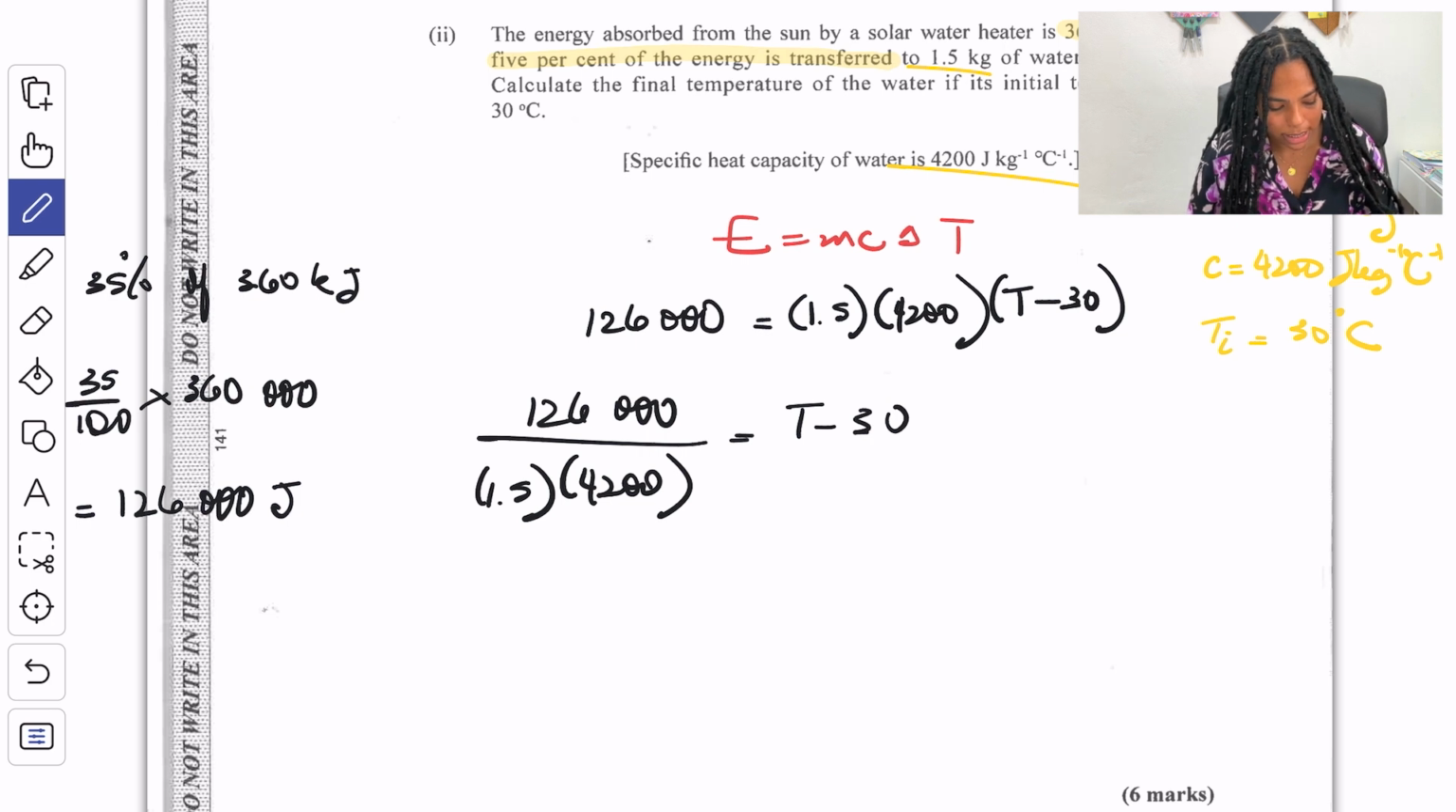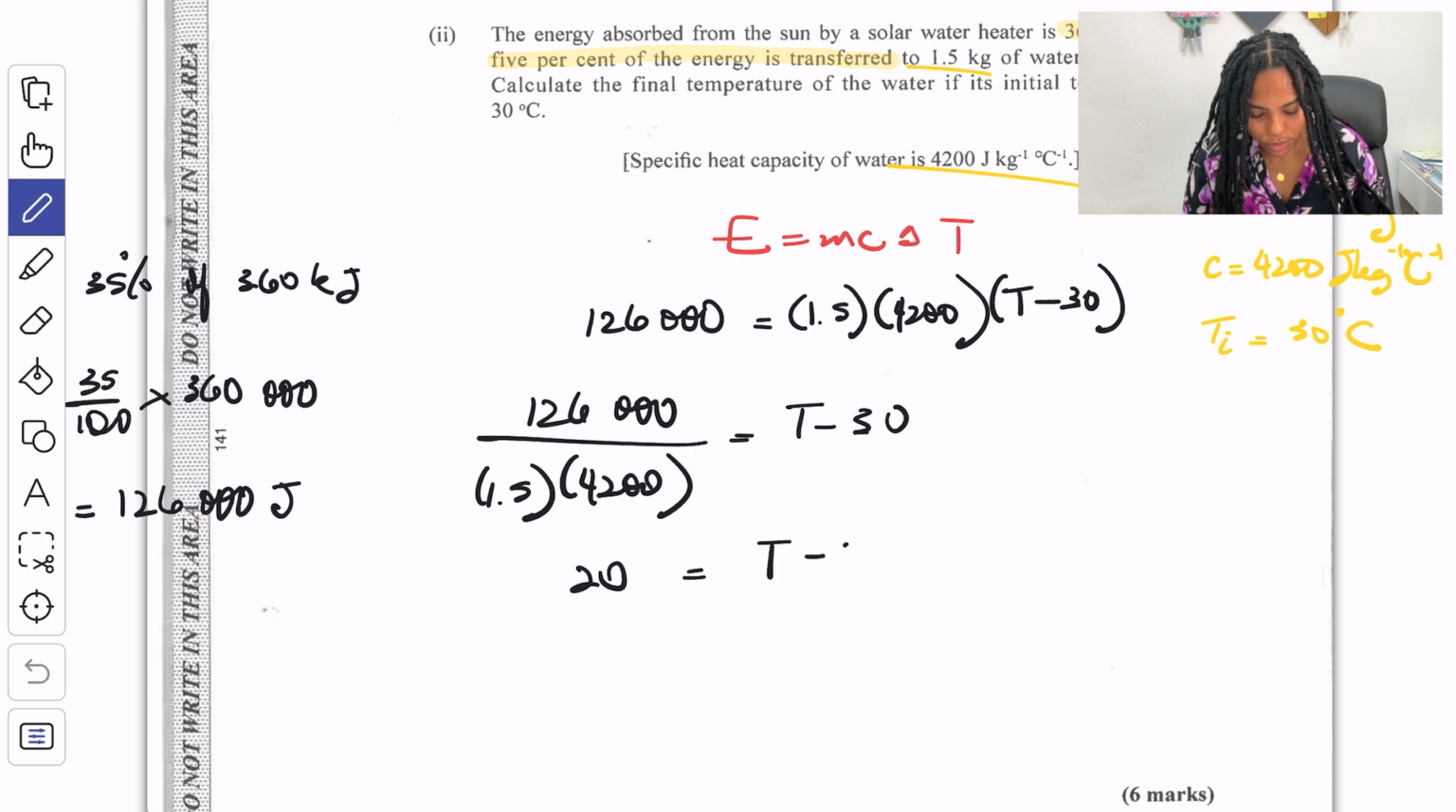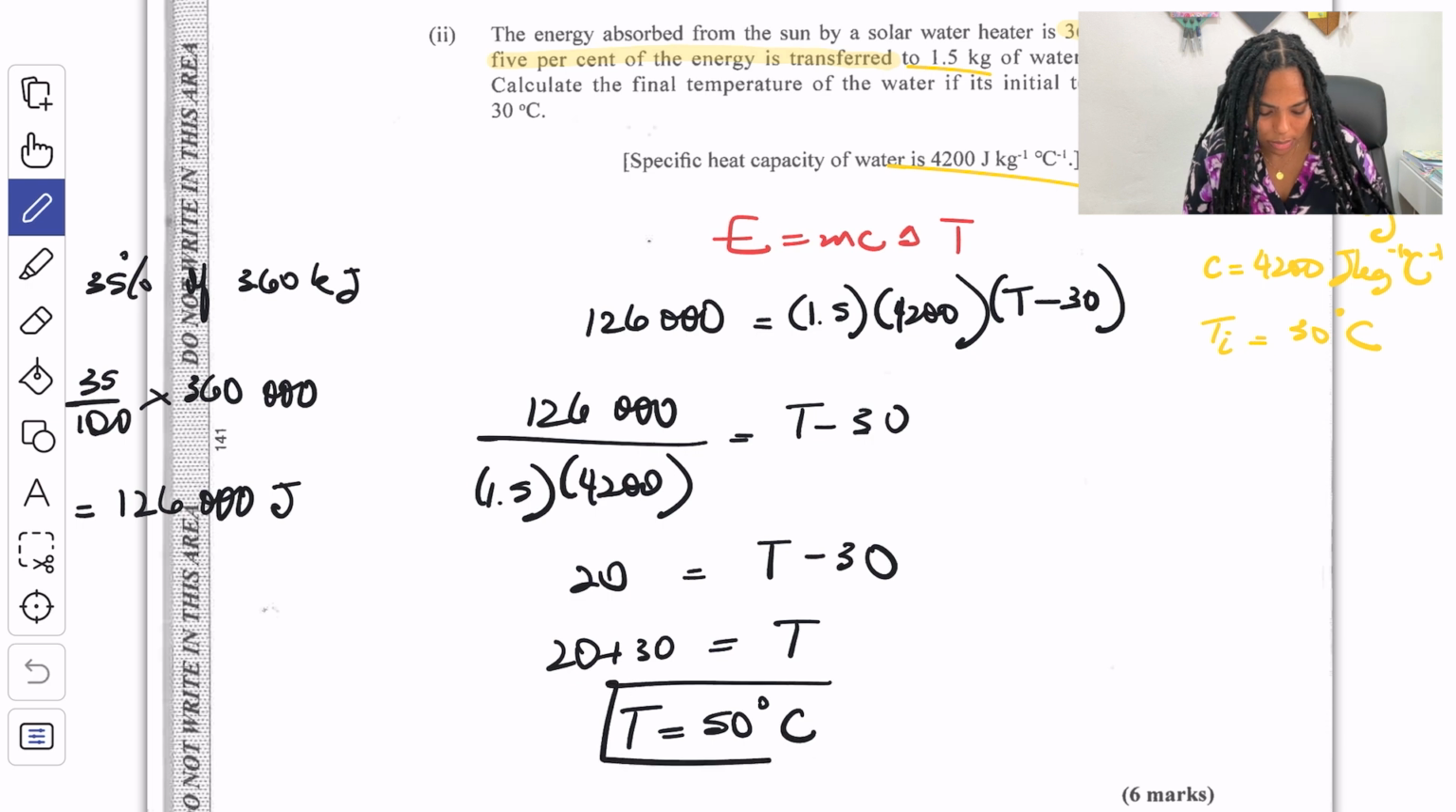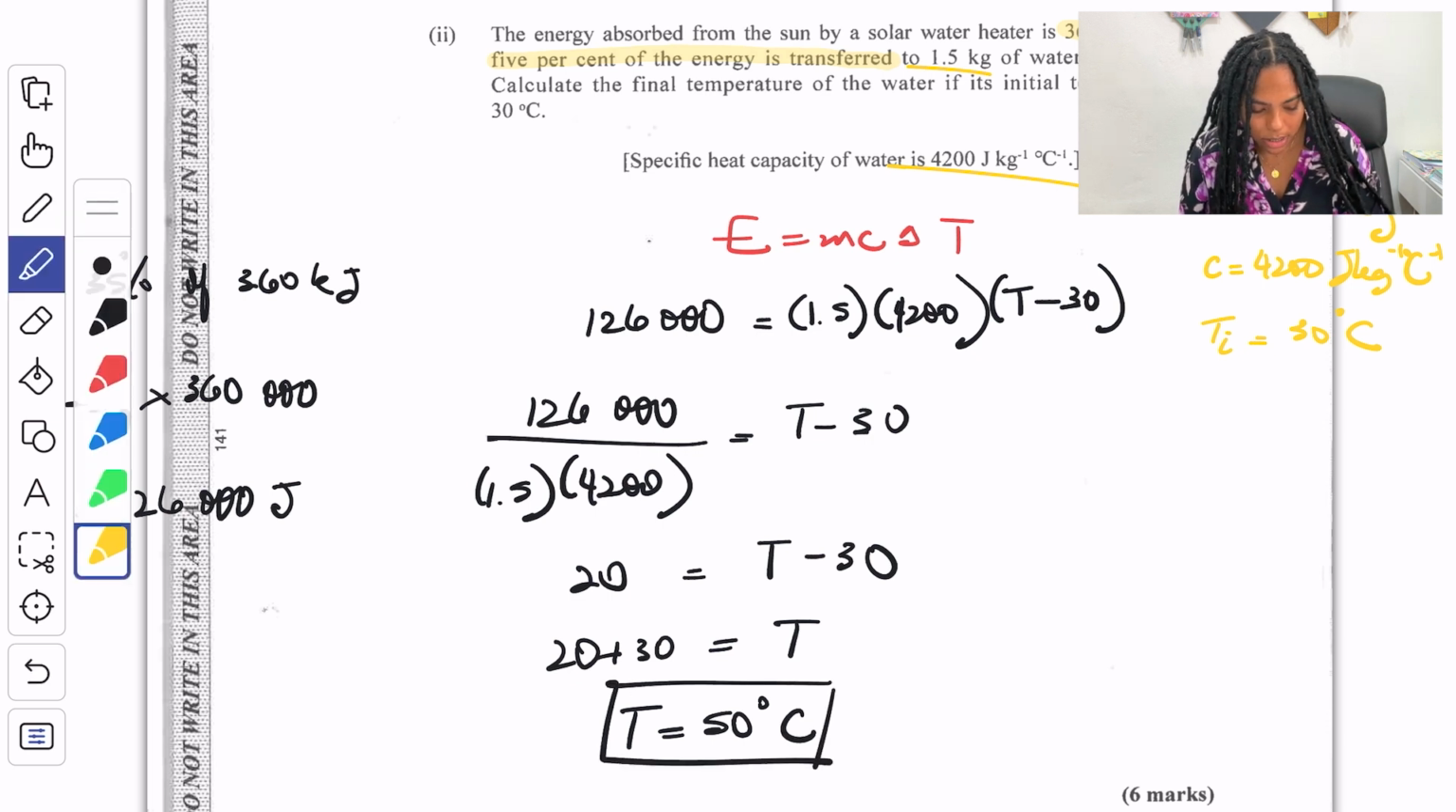So 126 divided by 1.5 by 4200, which gives me 20. So if 20 is equal to T minus 30, I'll send the negative 30 over, it'll become positive. So 20 plus 30 is equal to T. So T is 50 degrees. And they didn't really specify what unit they wanted it in, but I'll just leave it as this form rather than converting to Kelvin.